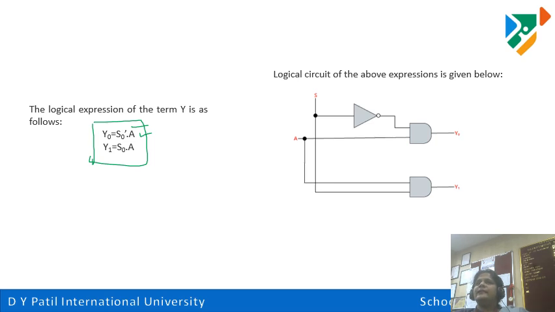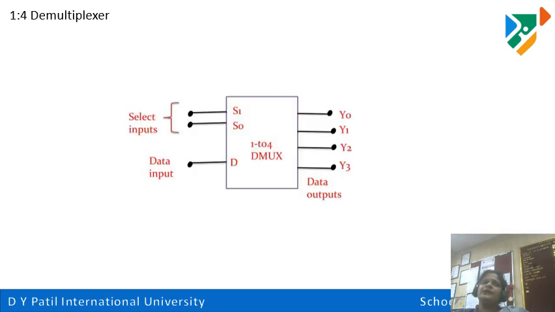So A and S0 is taken. In case of Y0, it is S0 bar, and hence S0 is given to A naught. So this becomes S0 bar, S bar, so S bar into A. So Y0 is equal to S bar into A. What will happen to Y1? Y1 will be S into A, right? So this is the equation of a 1:2 demultiplexer.